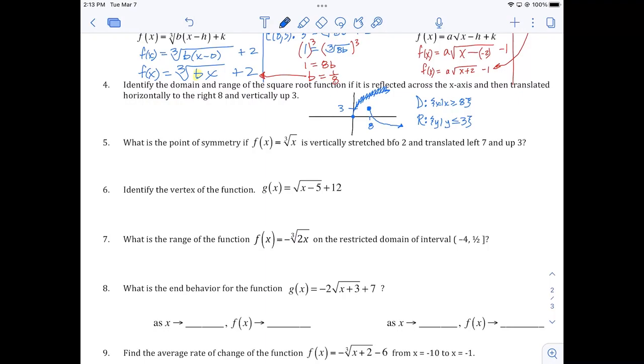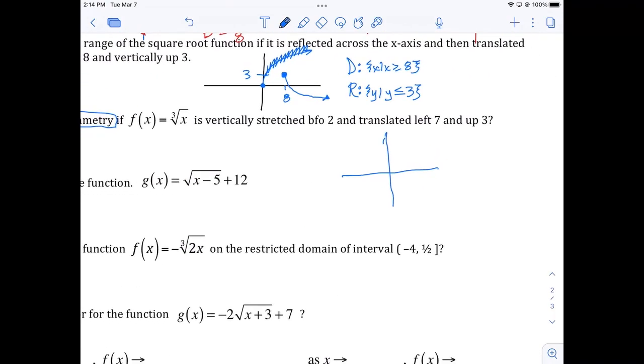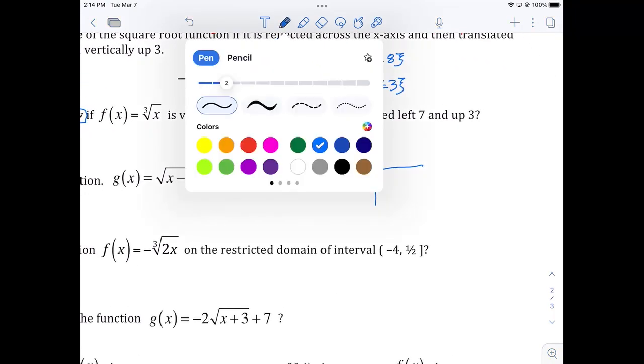What is the point of symmetry? Now remember, that's a vocabulary word that they used to describe the inflection point, right? What is the point of symmetry of the cube root of x if it's vertically stretched by a factor of 2, translated left 7 and up 3? Okay, well, I'm going to go ahead and draw it vertically stretched more by a factor of 2.